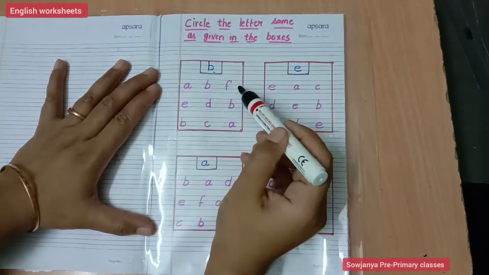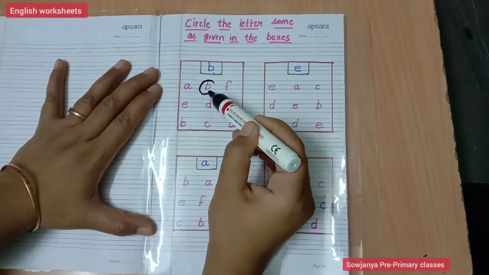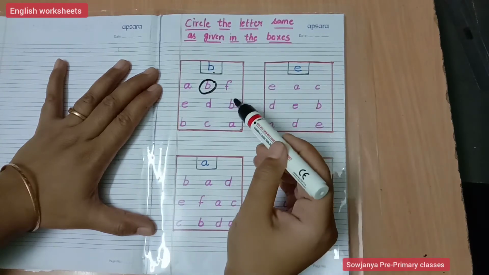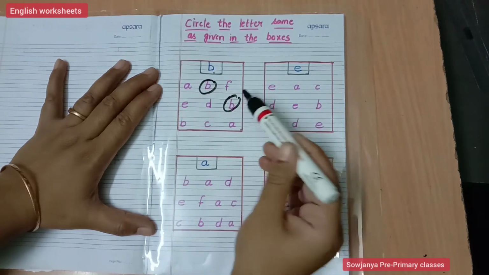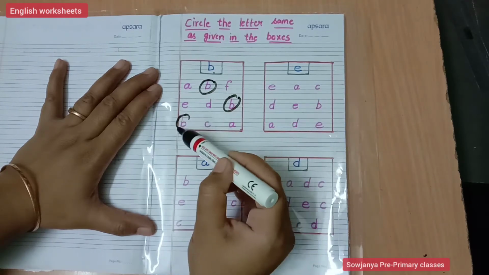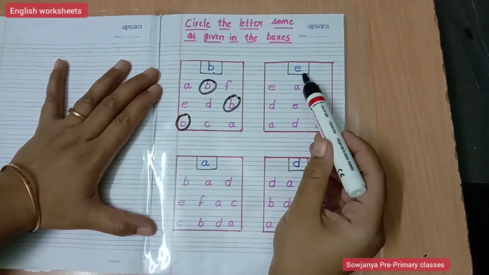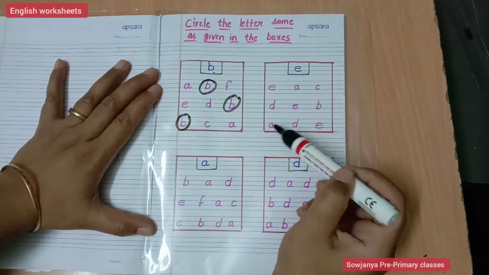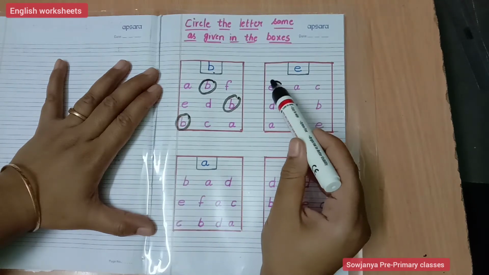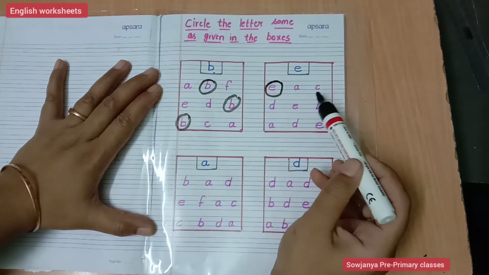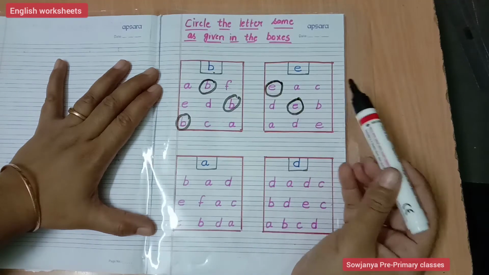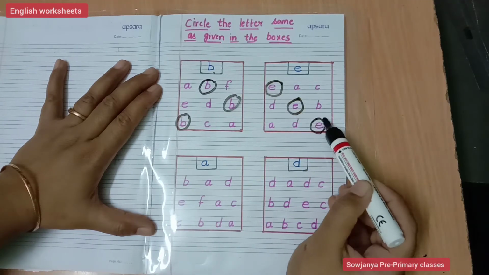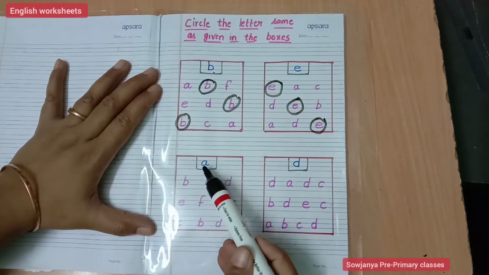See, where is B in this line? B. See here? B. Yeah, B. Now, what is this letter? E. Now, see in this box, where is E? And circle them. E. E. Now what is this letter?